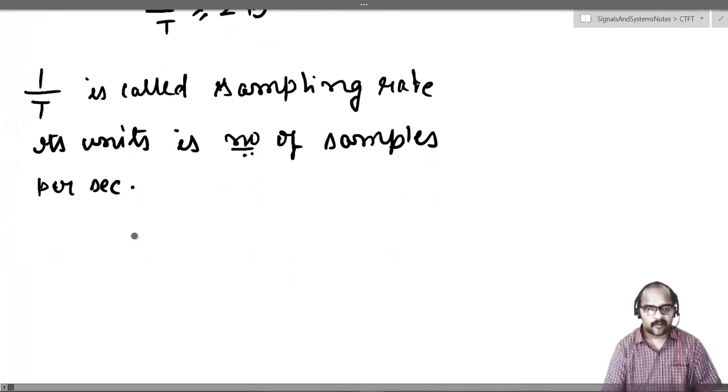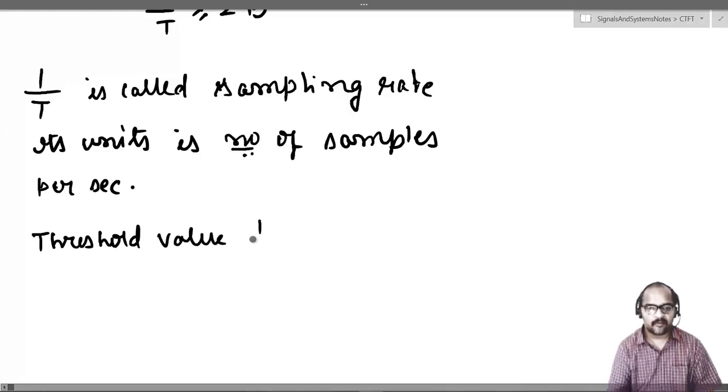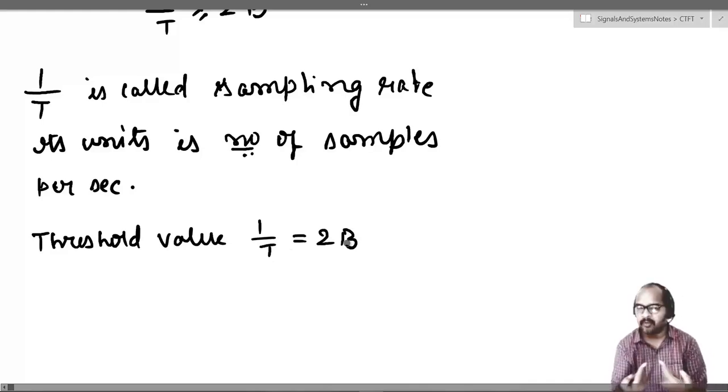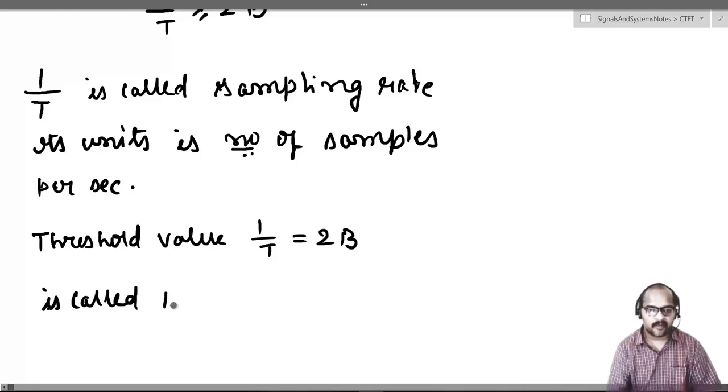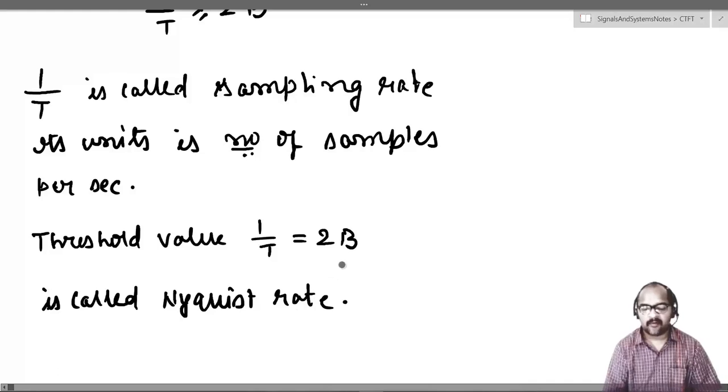Now the threshold value. The threshold value is 1 by T equal to 2B. When 1 by T equals 2B, what happens? The Fourier transforms just touch each other. So the threshold value 1 by T equal to 2B is called the Nyquist rate. It's the same Nyquist you have studied in control systems, the same guy.